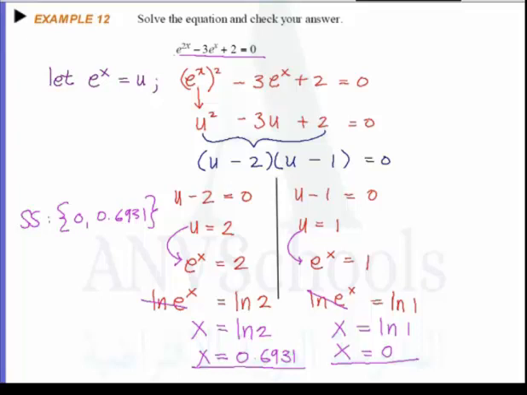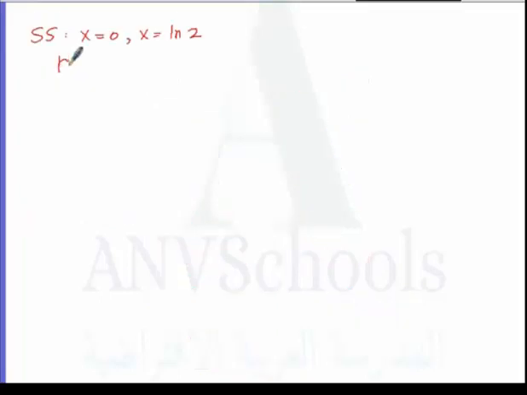Okay, so now the original equation is e raised to 2x minus 3e raised to x plus 2 is equal to 0. Now we're going to use x is equal to 0 and determine if using this solution for this equation would give us a valid argument.